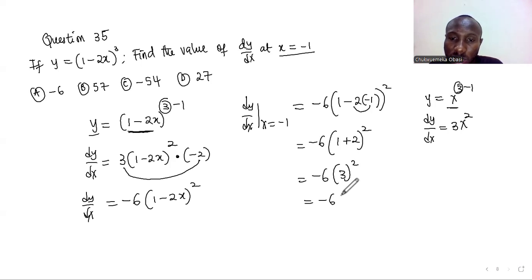So we have minus 6 times 9. And what is minus 6 times 9? That is going to give us minus 54. And that is option C.